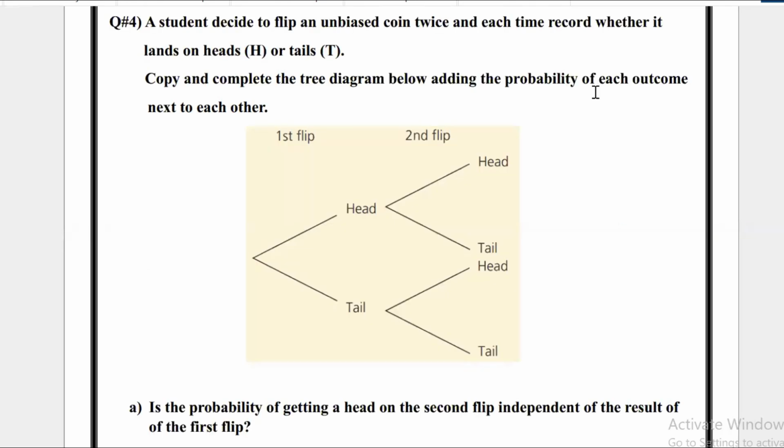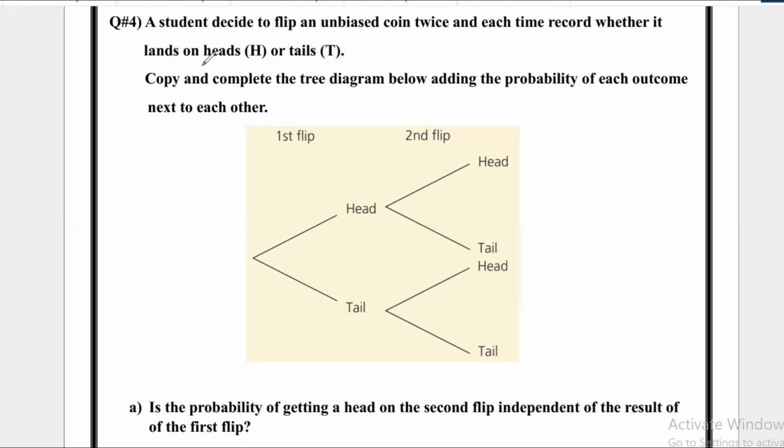Next question: a student decides to flip an unbiased coin twice. Remember, unbiased means there is a fair chance of coming head or tail, both have equal chance. If you flip a coin, you have equal chance of head and tail. If you select head, you have the probability 1 over 2, and you have equal chance of getting tail, 1 over 2. So that's what they are discussing here.